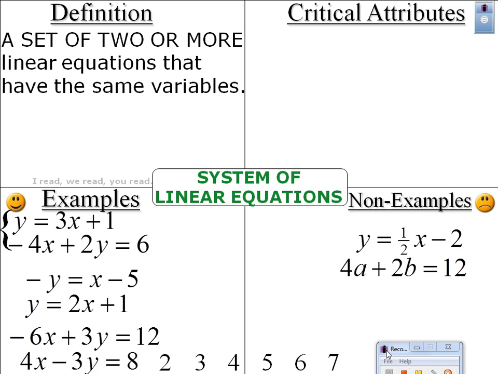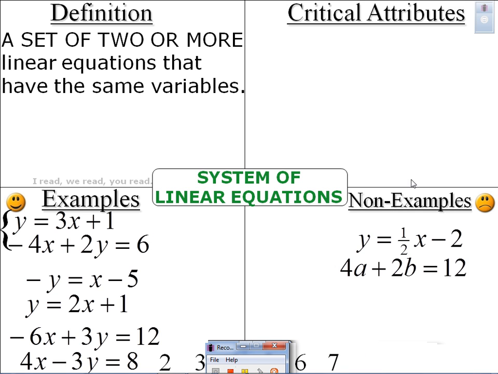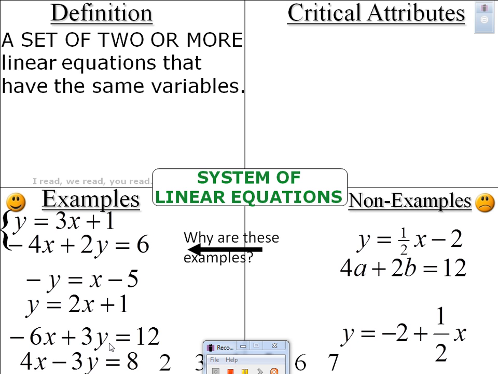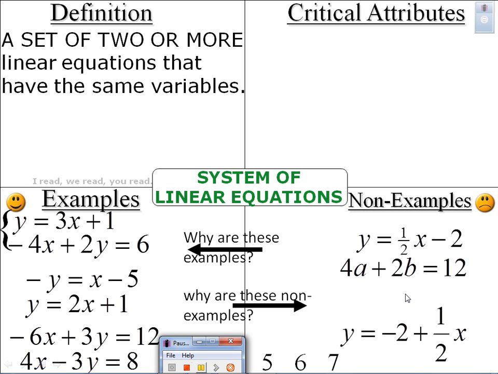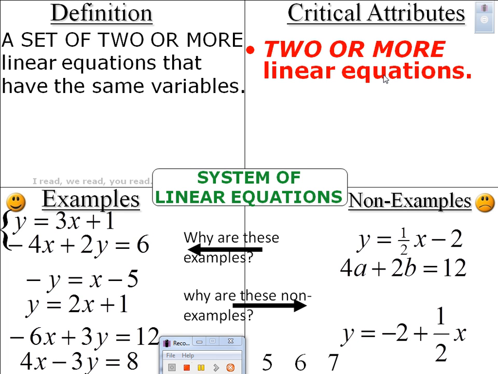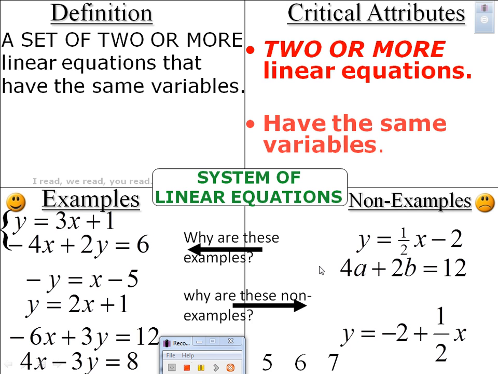Okay, let me show you a second non-example. Here's my second non-example. All right, so think about it. We know why these are examples. Why are these non-examples? Tell your neighbor why those are non-examples. That's true. So copy these non-examples, and for critical attributes, they need to be at least 2 or more, and they also need to have the same variables. Okay, copy that down, please.